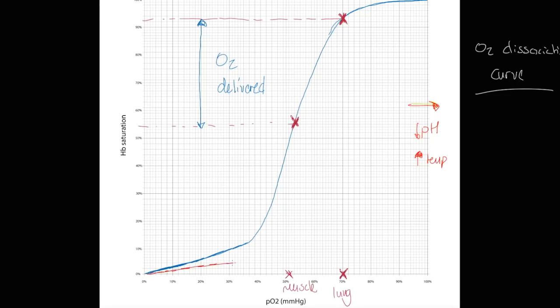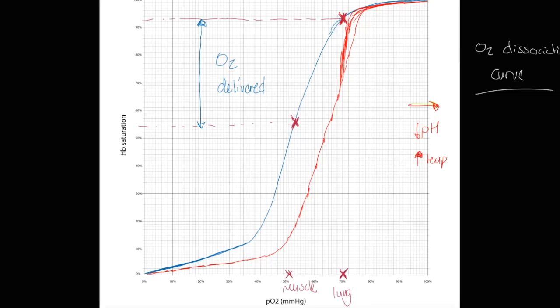This time we're going to get something like this during exercise conditions. Didn't actually draw that very well. I wanted to do it like here. Let's do it like that, okay? So we've got it like this. So we've now got a different situation. Now at the lung, I've done it a bit extreme, if I'm honest.